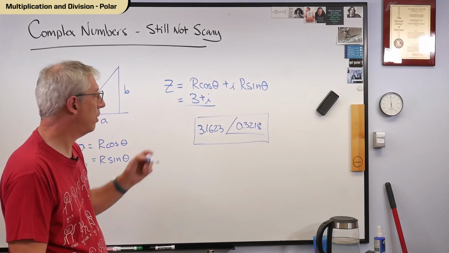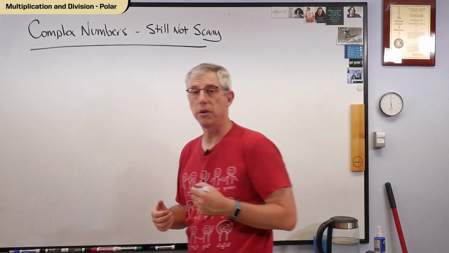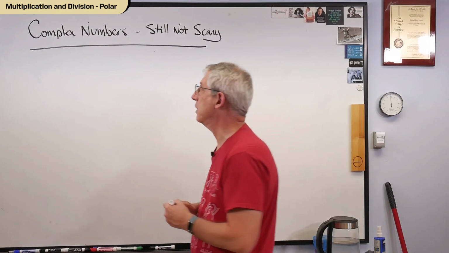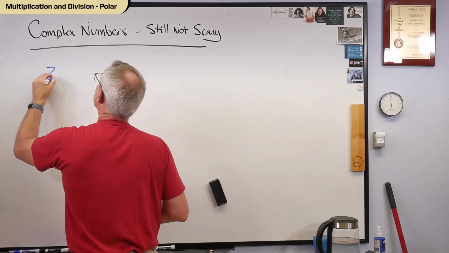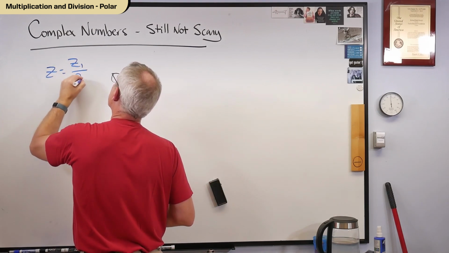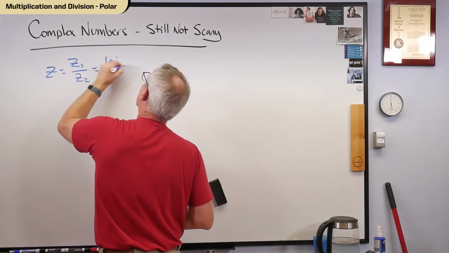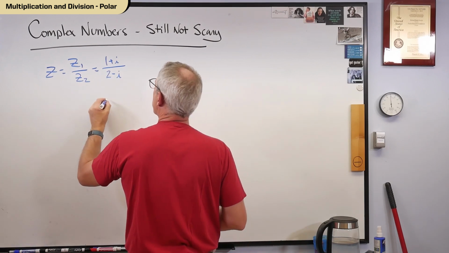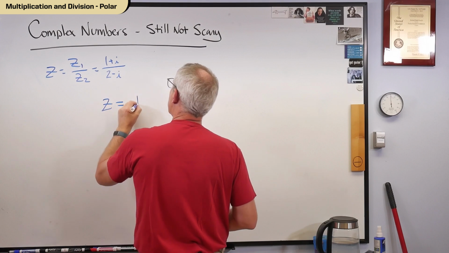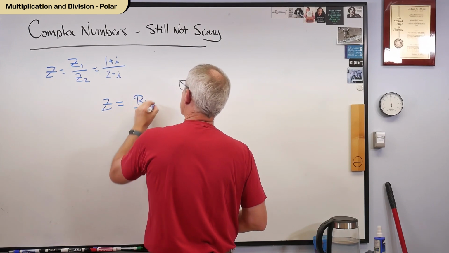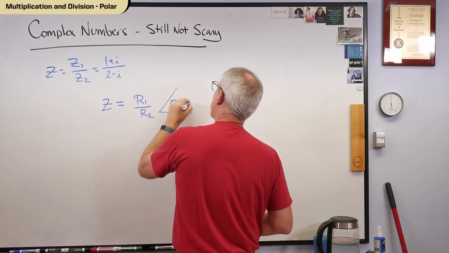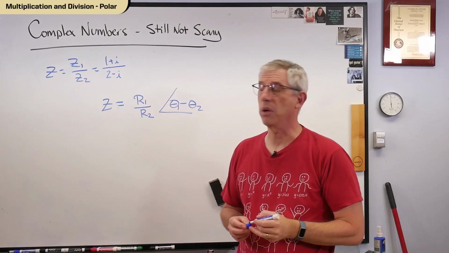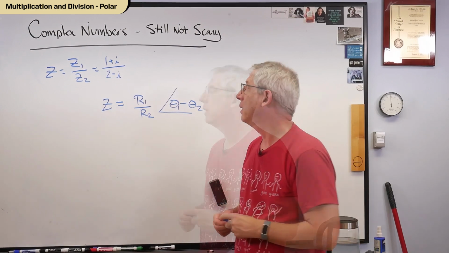All right, that worked pretty well. How would you divide? It's almost the same thing. For division, we're following the same kind of pattern, and your intuition may help you here. You may be able to anticipate what I'm going to write. If Z equals Z1 over Z2, that's 1 plus i divided by 2 minus i, what I can do in polar is Z equals R1 divided by R2, at angle theta 1 minus theta 2. That's it. And when you do that, you get the same answer that we got when we worked it out in rectangular coordinates.